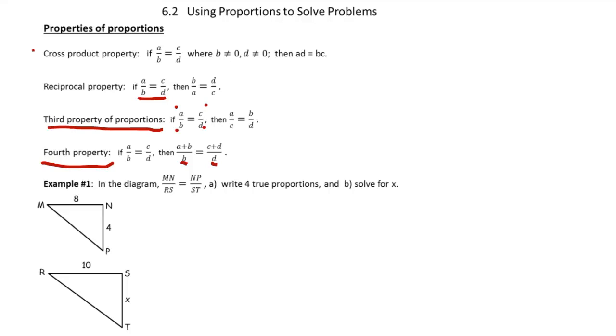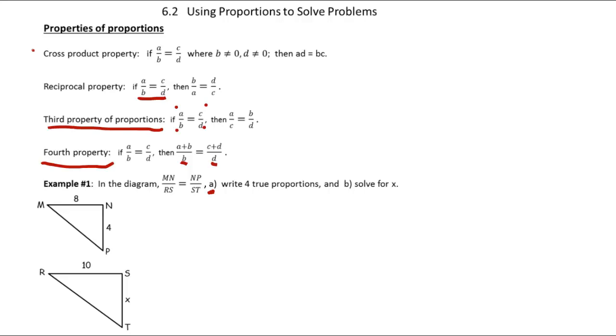So let's look at example 1 here in this diagram. Between the two triangles, we know MN over RS, that ratio, will be in the exact same ratio as NP over ST. So let's write, first of all, if you look at A here, this is the first section, we're going to write 4 true proportions.